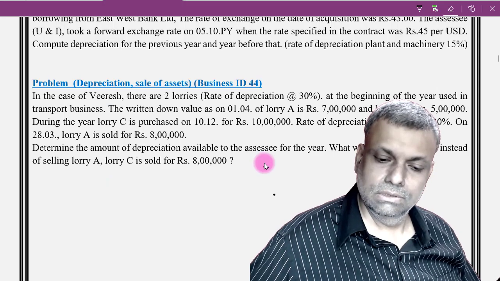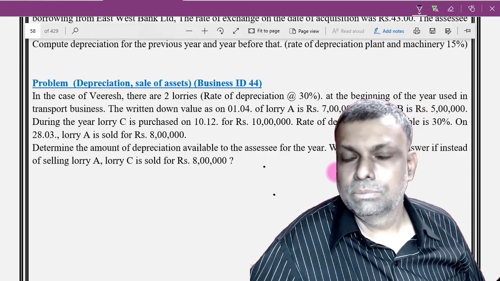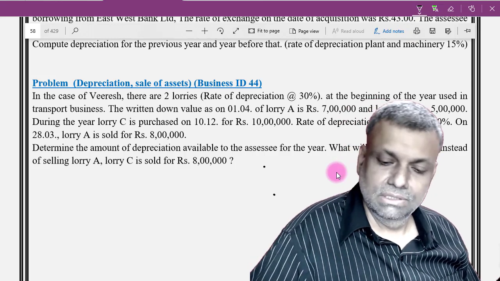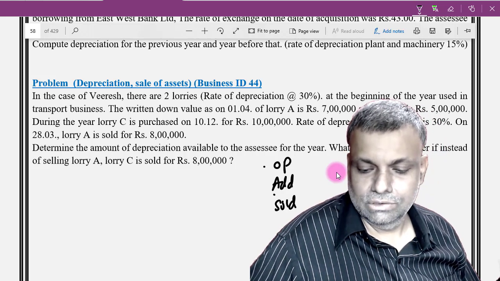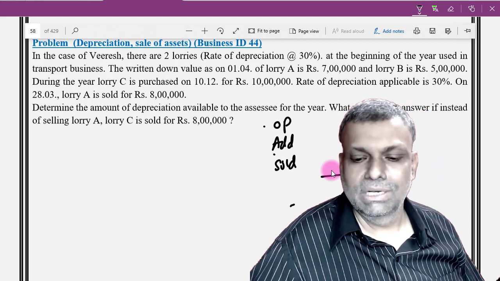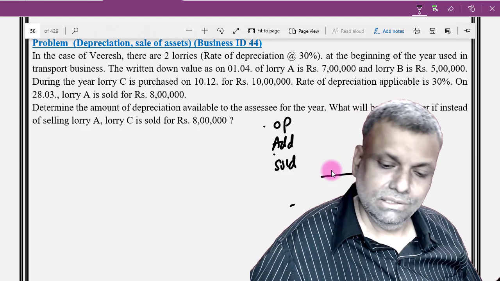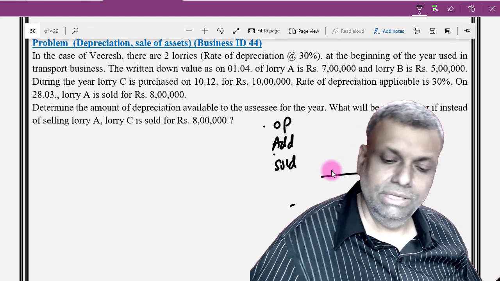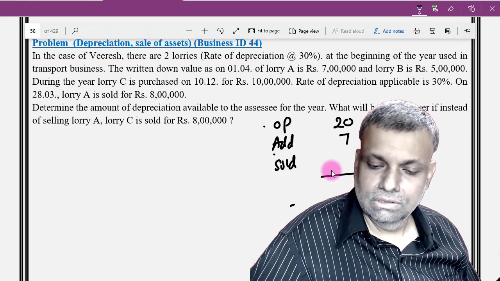So now just come to this particular question number 44. See, this particular question is based on the concept of opening WDV, additions and assets sold during the year. Okay. Now, supposing I'm giving you an example, and thereafter I'll come to this particular question and give you the complete answer. Okay. Supposing opening WDV is, say for example, 20 lakhs, you have added some assets for 7 lakhs.